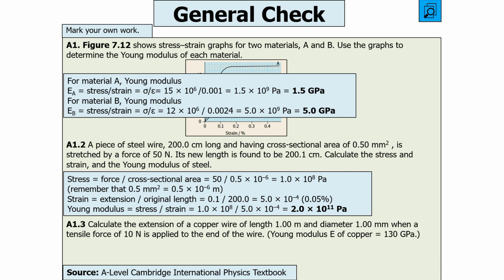Now in this next question, we can work out stress because we know stress is force over cross-sectional area, so it's 50 times by 0.5 times 10 to the minus 6, millimeters squared into meters squared. So therefore it's 1.0 times 10 to the minus 8 pascals.